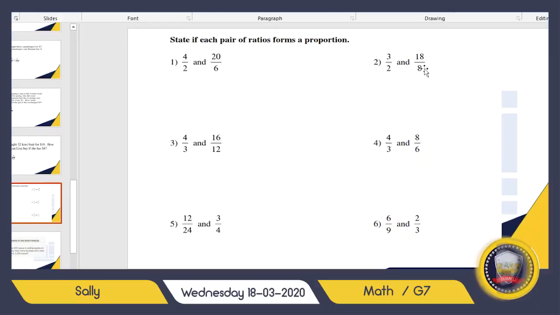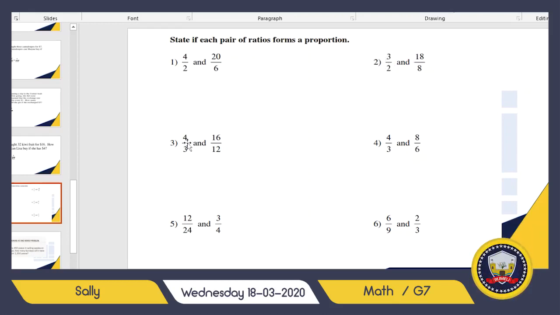Here, 3 times 8 equals 24. Okay, so when I cross multiply 3 by 8, the answer will be 24. So what about if I cross multiply 18 by 2 will give me 36. Does 24 equal 36? No. So the answer, they are not proportion.